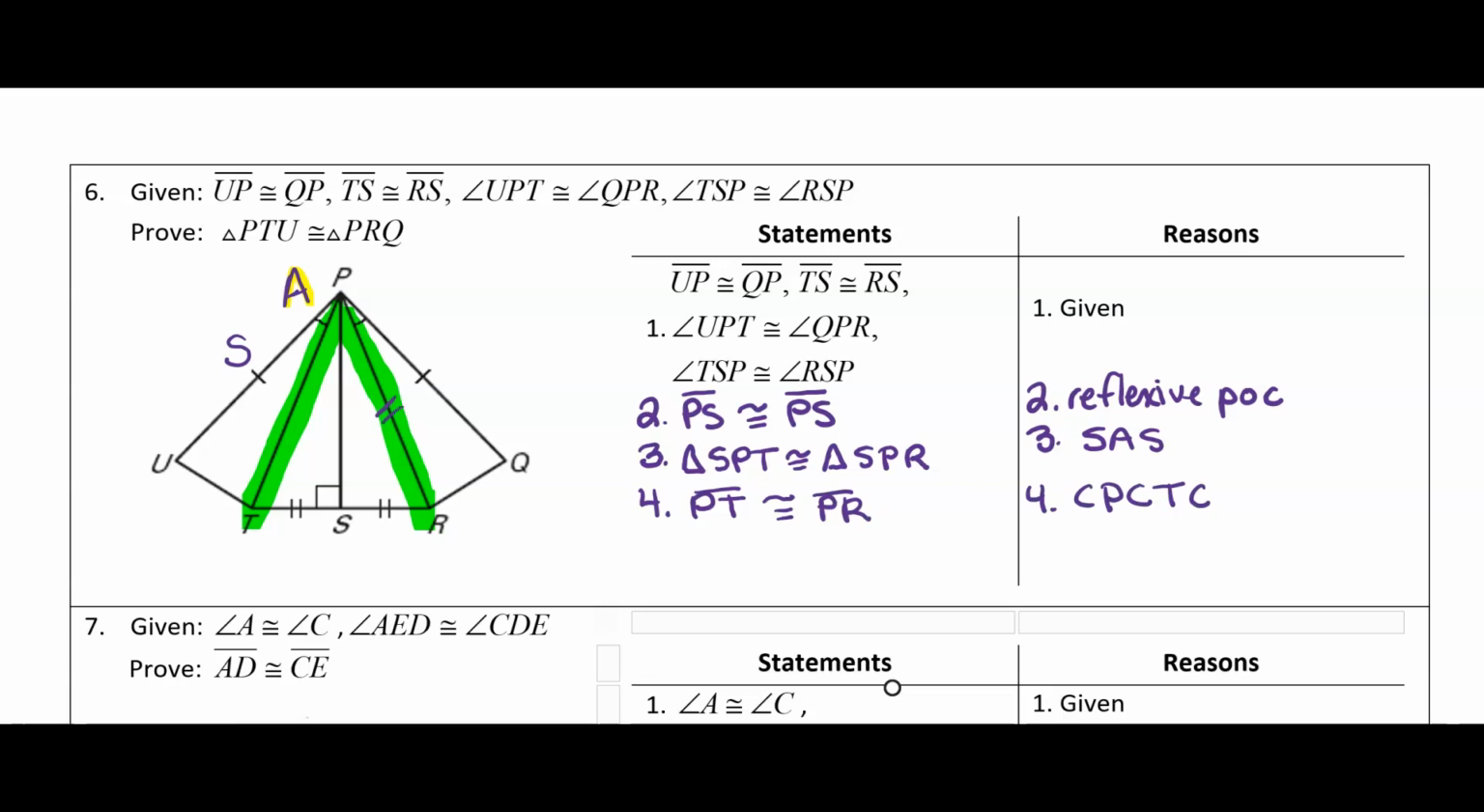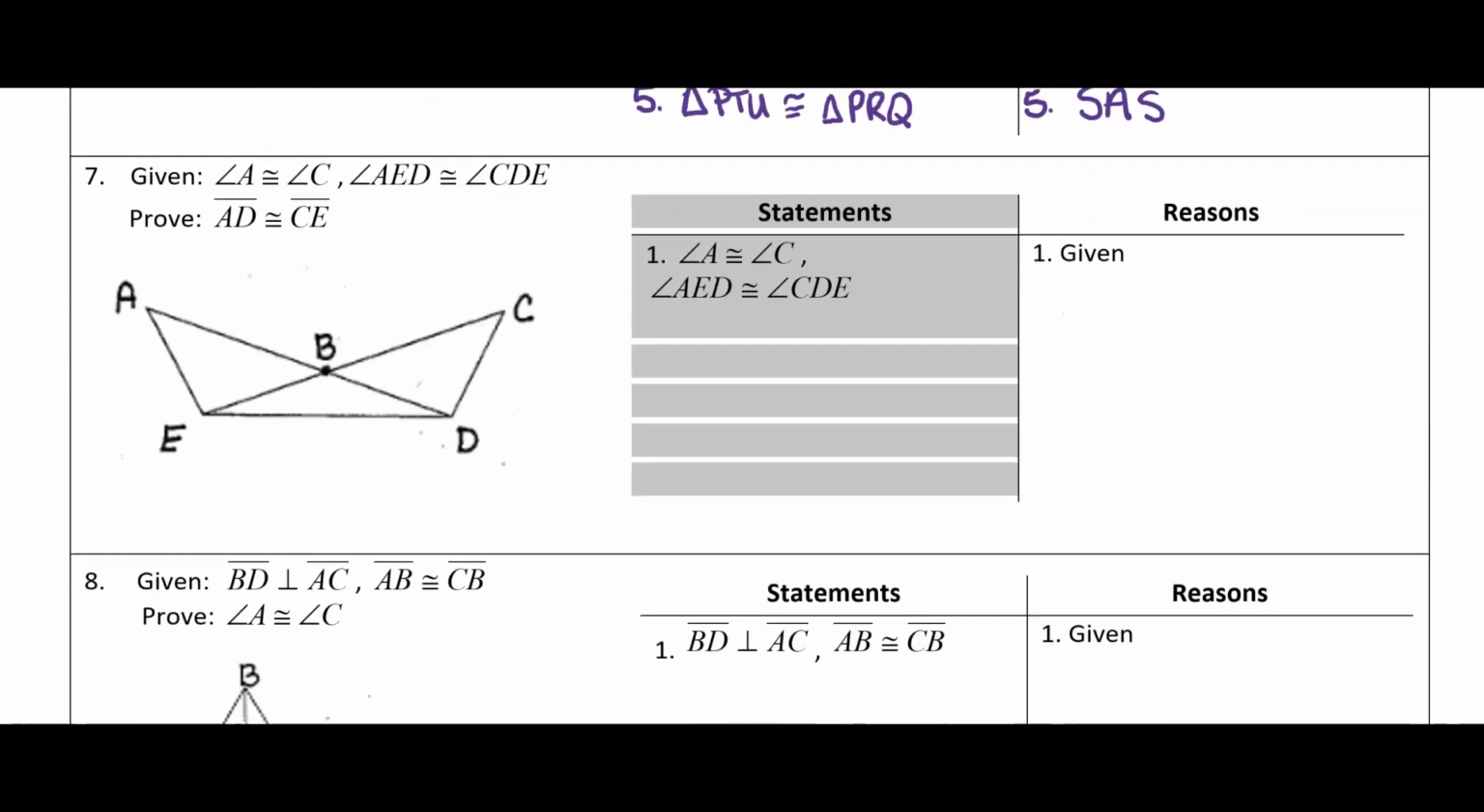So now if I mark that, I have a side angle side right there. So step 5 can be the end of it. It is triangle PTU is congruent to triangle PRQ, step 5, side, angle, side. We are now going to be dealing with a little bit more detailed figures, but they're not always going to be such complicated steps. So this one we were able to do in 5 steps. Now let's look at number 7.